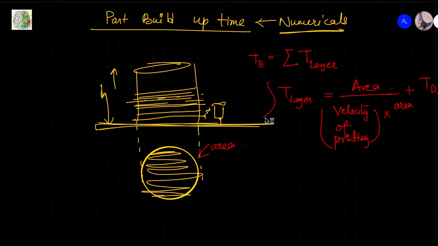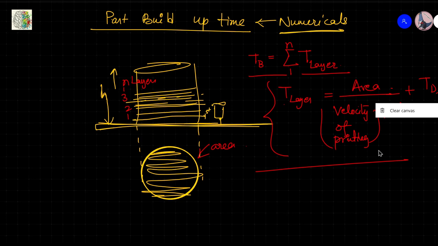So you just note this down, that this is time at layer, and suppose this is n layers. One layer, two layer, three layer, dot, dot, n layer. So this is 1 to n. If you take the summation for each layer, then you will get the total time to build up this object. Now let us take one numerical on this, so it will be easy for us to understand.